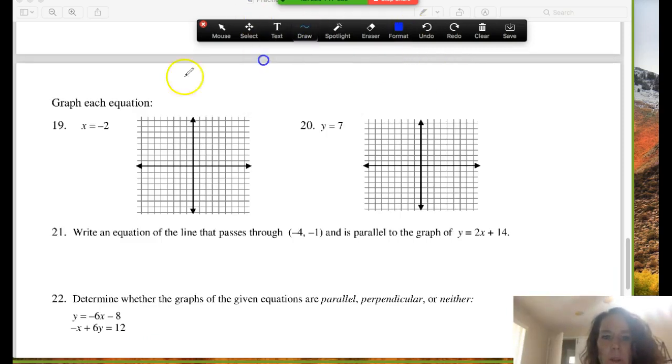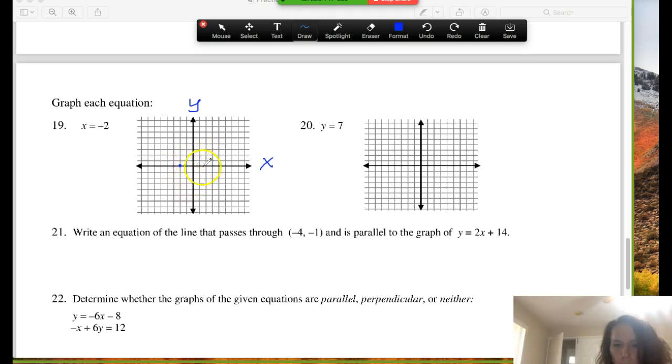All right, graphing horizontal and vertical lines. Graphing x equals -2 and y equals 7. Okay, remember with the x equals, think of it like this. Go to your x-axis. This is how I always remember. Is this a horizontal or a vertical line? Well, where is x -2? -1, right here. Here's x is -2.